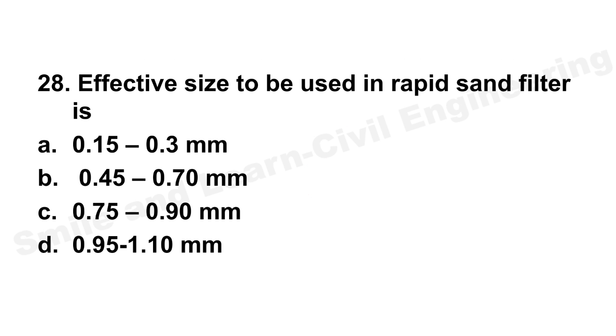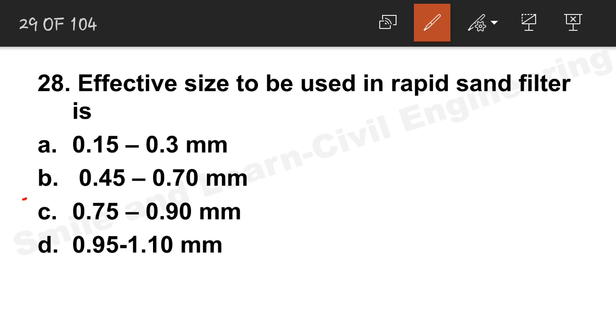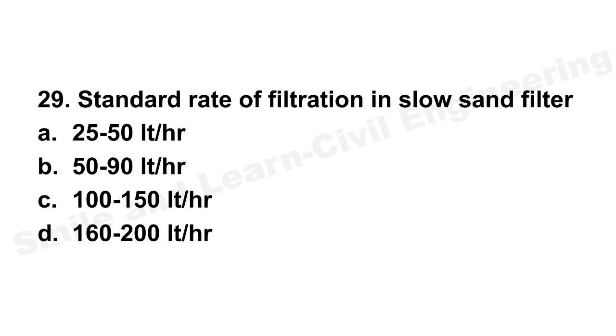Question number 28. Effective size of sand particles or any other particles that will be used in rapid sand filter. So in rapid sand filter we use 0.45 to 0.7 millimeter sized particles. Option B is the correct answer. Question number 29. Standard rate of filtration in slow sand filters is.